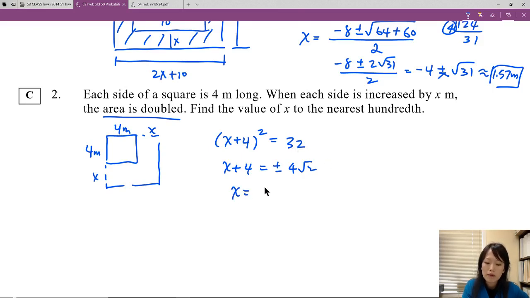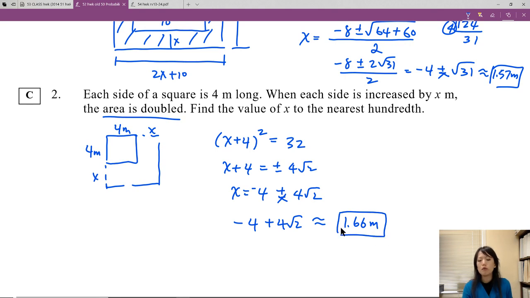So one of them is probably not right because one of them is negative. Right, this one's not right since it's going to be a negative number. Like minus 4? Negative, yes. So negative 4 plus 4 root 2. Then simplify that. Negative 4 plus 4 square root 2. If you round that to the nearest hundredths, you will get 1.66 meters. So I don't know why so many people miss these. They're not that difficult. Next one, number 3.